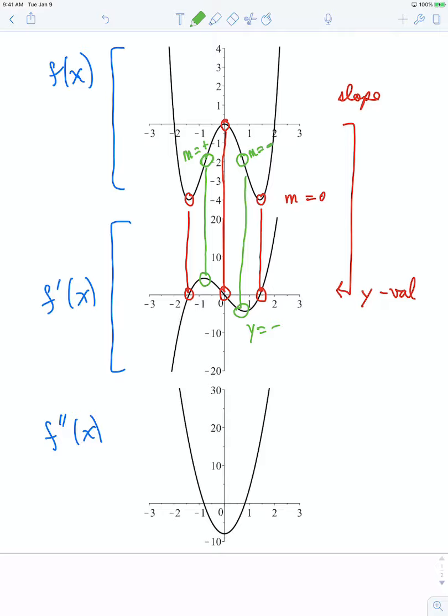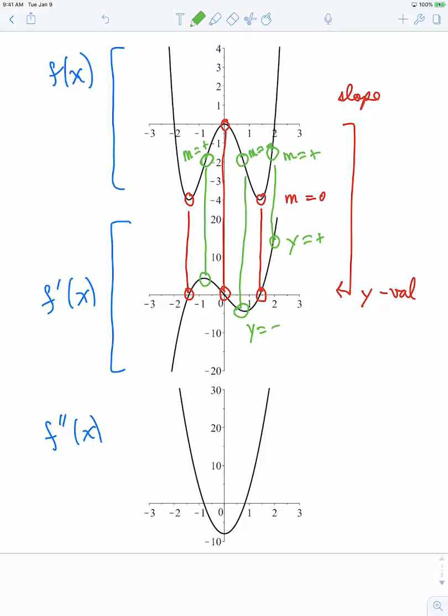We can keep going. We could say there's a positive slope here, and that should correspond to a positive y value there. So that's what I mean by we should be able to match these graphs up. It should be positive in the correct place, negative in the correct place, and so on. Okay, we were asked to go a little bit farther, namely to look at concavity of the original graph.